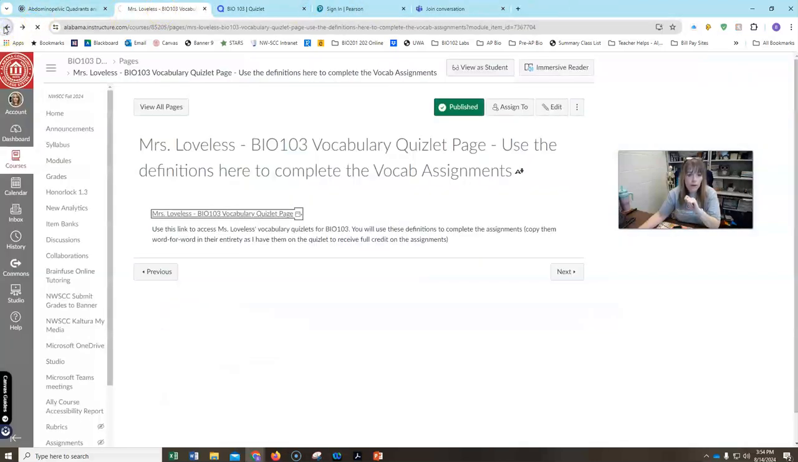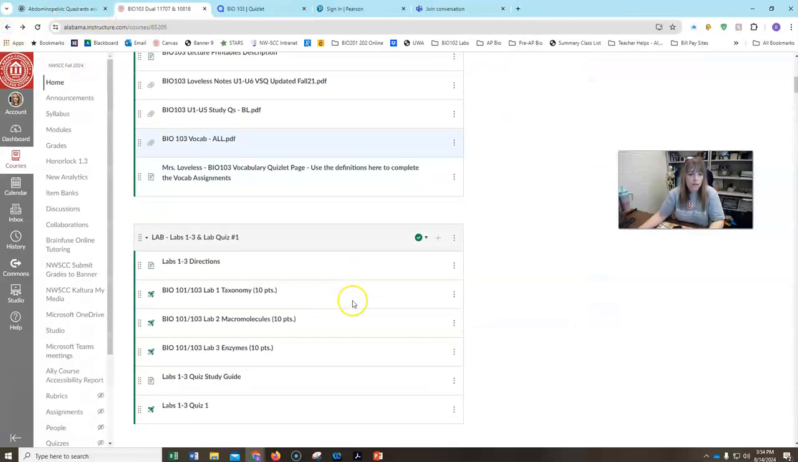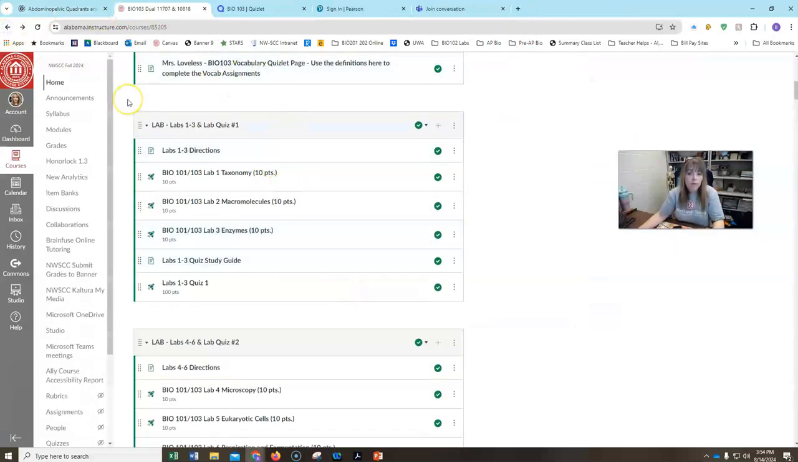And let's go back. Then we start in on the information that you need to complete your labs. Labs are set up by 3 labs per module. There's labs 1, 2, and 3 with the lab quiz that covers those labs. You'll work through them and answer the questions in the lab.